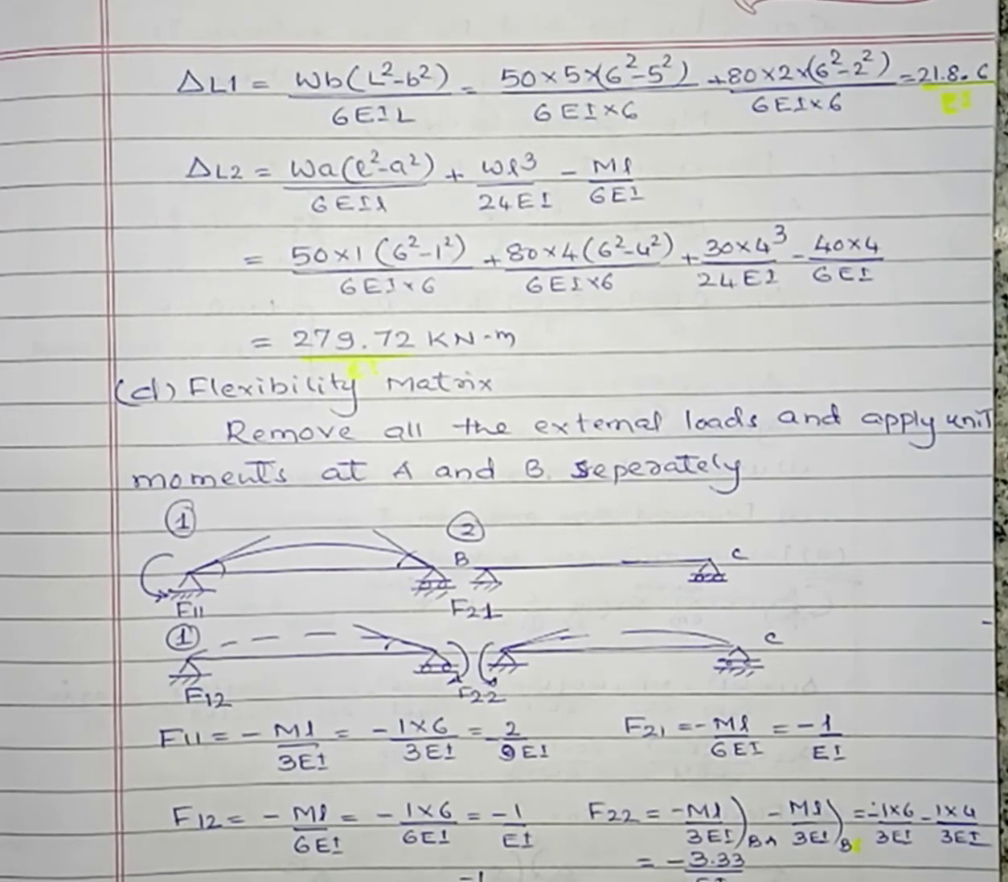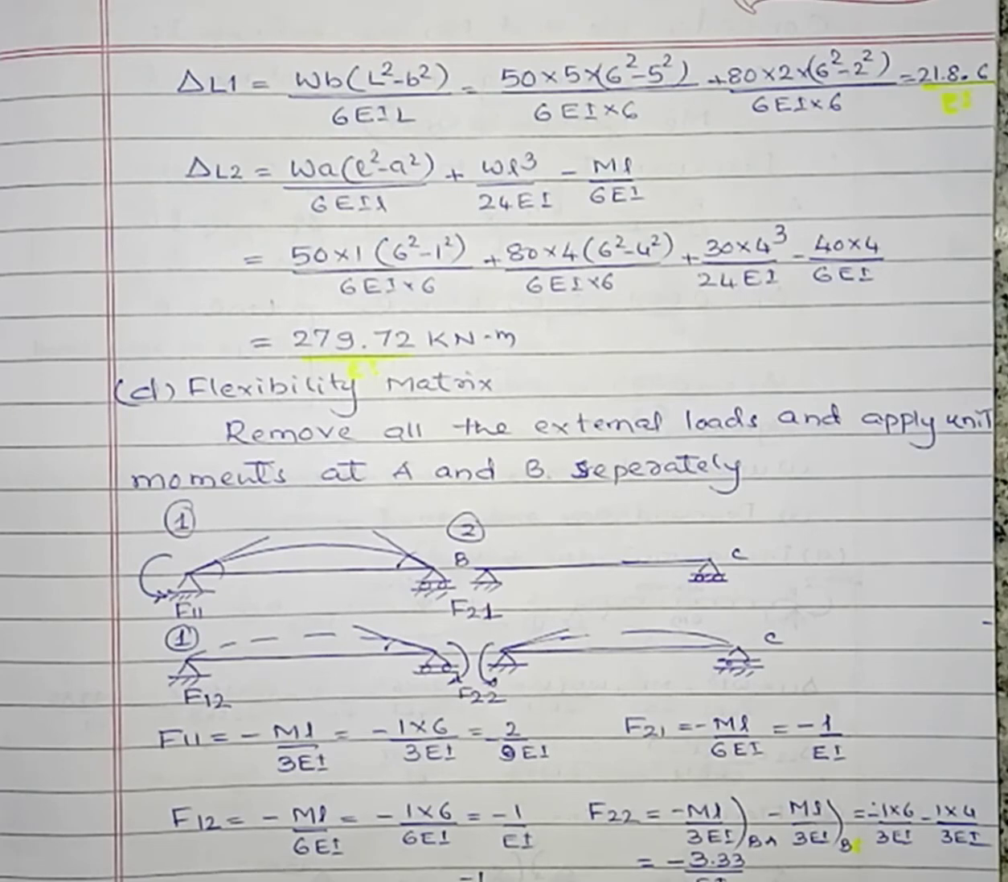Here MA and MB are the two redundants, and the matrix due to the redundants is MA and MB. Here the flexibility elements are F11, F12, F21, F22. EI is common. Inverse of minus 1 over EI is minus EI. Here we can write the matrix, 2, 1, 1 and 3.33 are the elements of this matrix, inverse of this into the settlement. Here no supports are settled or sinking, hence that is 0.